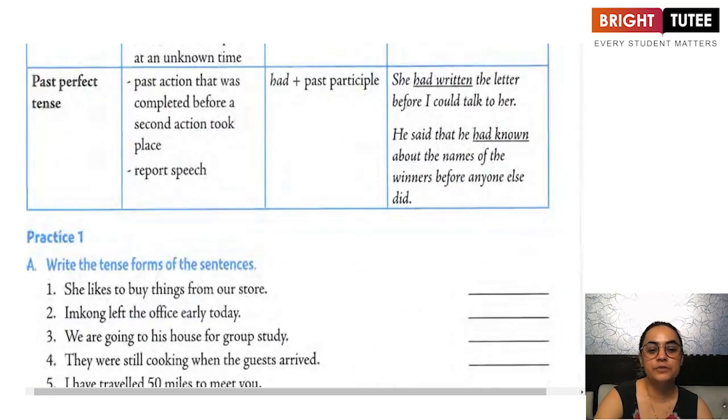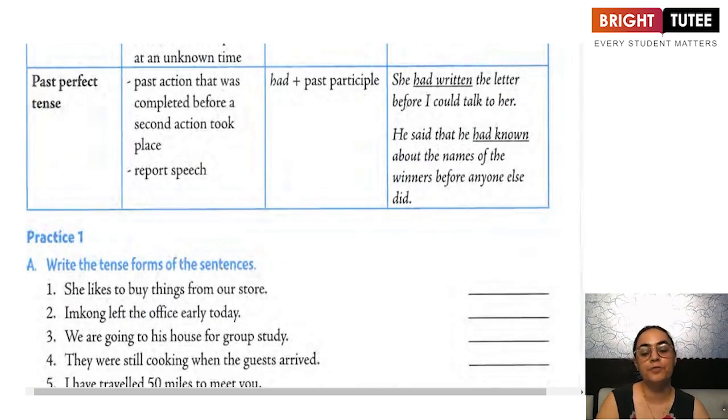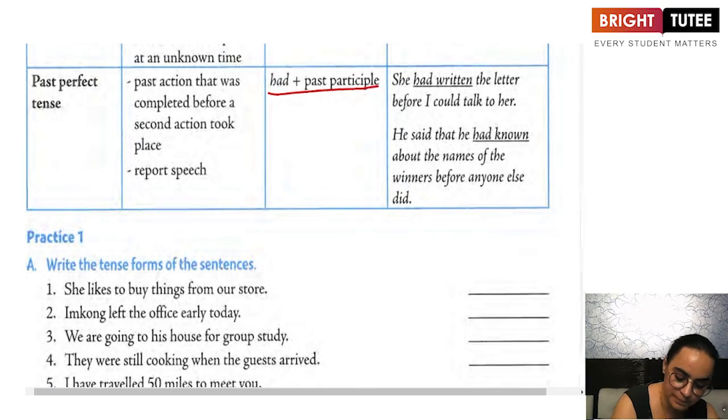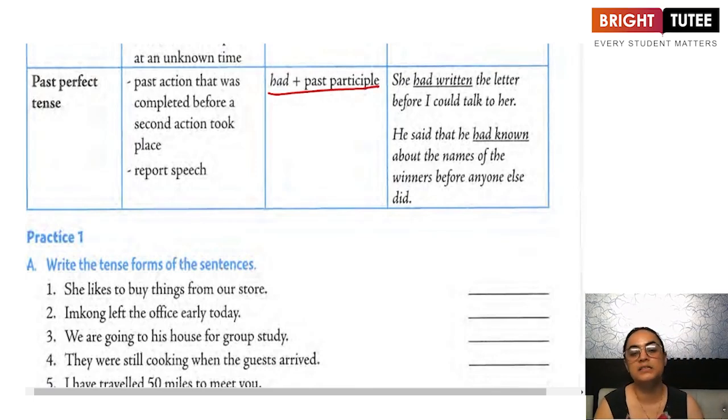Okay. Next, we have the past perfect tense. Past perfect tense, we simply use had plus the past participle, that is the third form of the verb. Even if my subject is singular or it is plural, I use only and only had in that sense. For example, had written, had woken, had got, had worked, had eaten, and so on and so on.